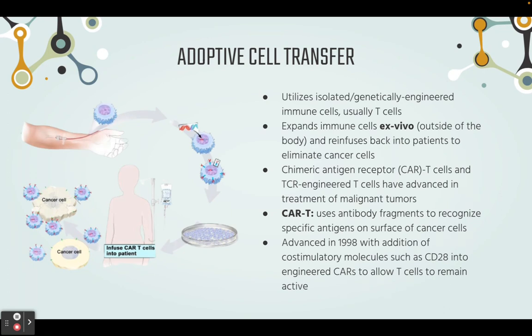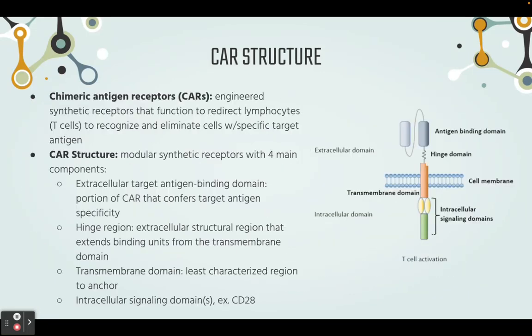So CAR T in general uses the antibody fragments specific for the cancer to recognize specific antigens on the surface of cancer cells. And it really advanced in 1998 with the addition of some co-stimulatory molecules such as CD28 into the engineered CARs to allow T cells to remain active and effective. So, what are chimeric antigen receptors, or CARs, and how are they structured? CARs are engineered synthetic receptors that function to redirect lymphocytes, usually T cells, to recognize and eliminate cancer cells with that specific target antigen.